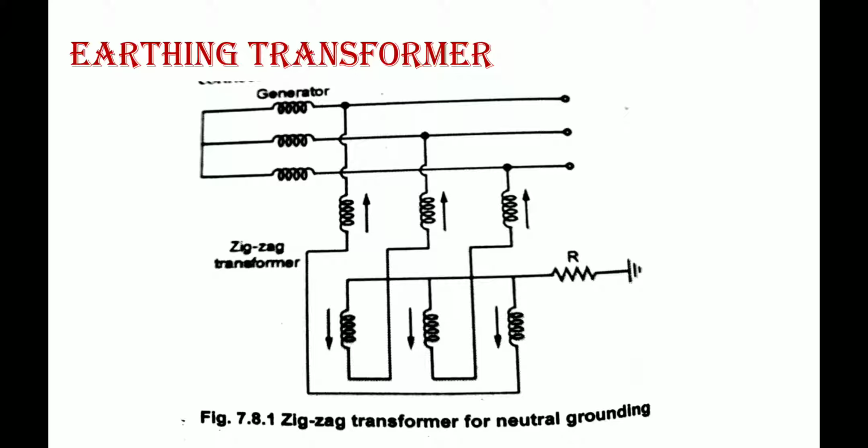The zigzag transformer is a special purpose transformer. It is also called an interconnected star winding transformer. This zigzag connection is used as a grounding transformer, for the purpose of creating the missing neutral connection. Where is the neutral connection missing? In an ungrounded three-phase system, or a delta connected system, there is no neutral point. In that case, the zigzag connection of a transformer is used in order to create the missing neutral connection of the ungrounded three-phase system.